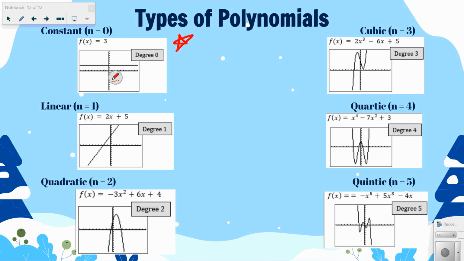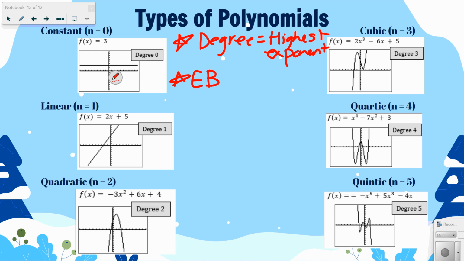So, degree is highest exponent. And then we have the idea of end behavior. Even degree, they'll go in the same direction. Odd degree, they'll go in opposite directions.